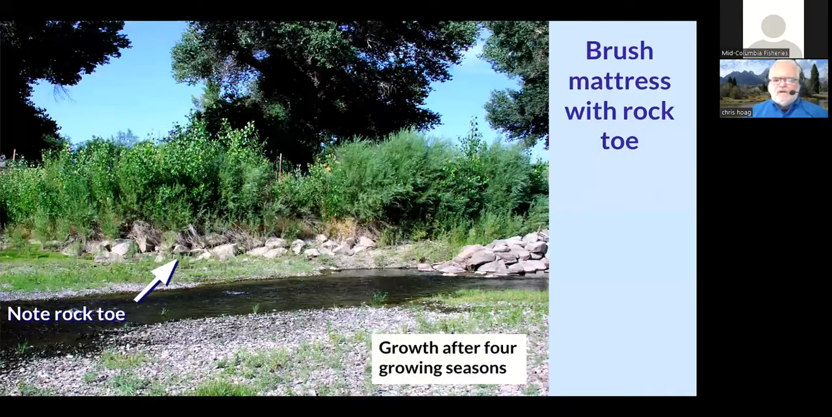This is another one. This is on that same Carson River treatment, and you can see the rock toe is there, but the willows have really started growing through it, and it's sort of covering the rock toe, if you want to use that term, and giving a lot of protection for the bank zone.